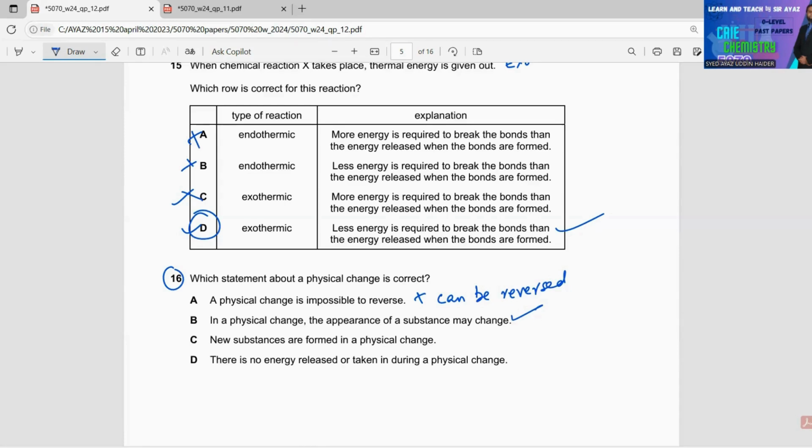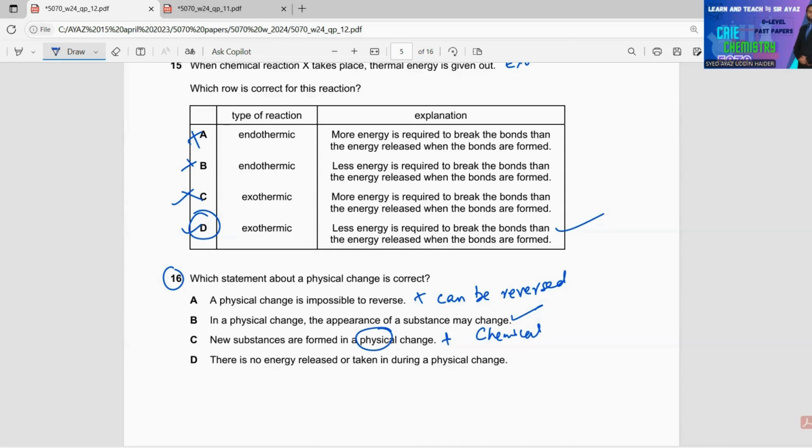C. New substances are formed in physical change. This is wrong because new substances are formed during chemical change, not physical change. By the way, they are asking for a statement about physical change. So obviously, this is incorrect.